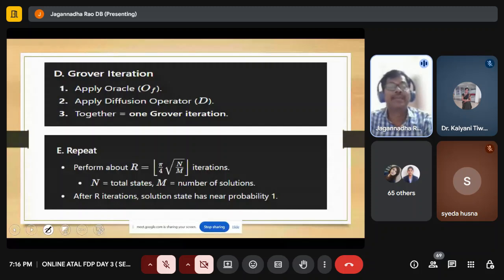So in this iteration, apply the Oracle f, apply the diffusion D, and repeat the same operations for about pi by 4 root n by m iterations. N is the total number of states, how many states you have. M is the number of solutions. For example, I want to find one book in the library, where we have 10 lakh options. So 10 lakh options is the n value.